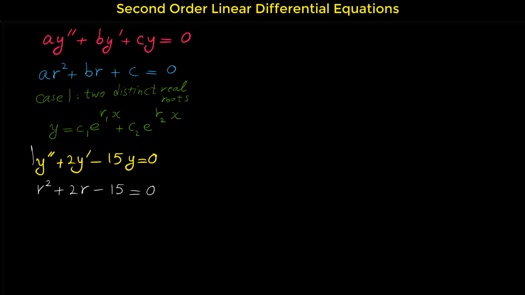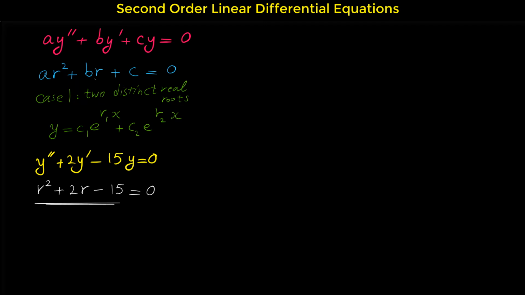Note that here the coefficient of y double prime is 1. So we have 1 r squared plus 2 is b, so 2r, plus c, and c here is negative 15, so negative 15 equals 0. So this is the characteristic equation for this differential equation. Now we have to find r from this quadratic equation.